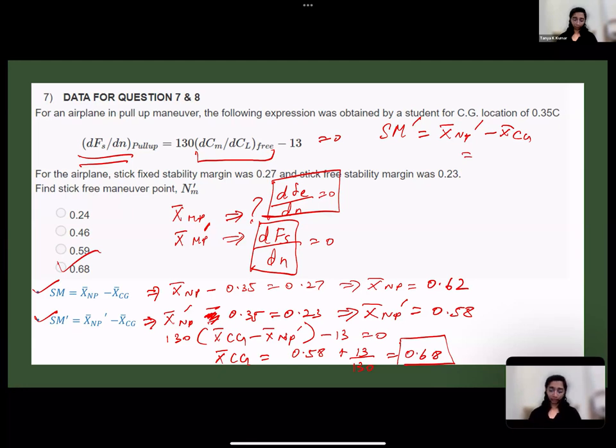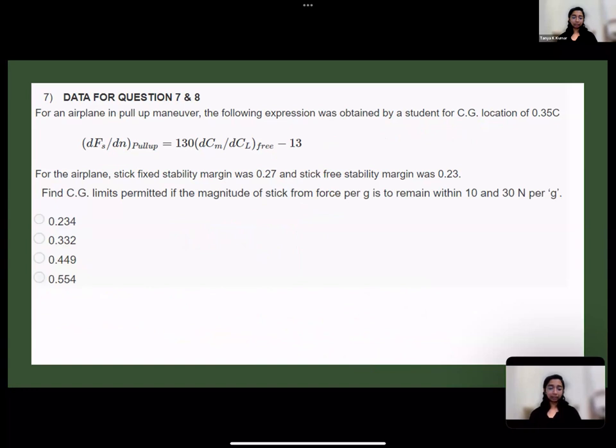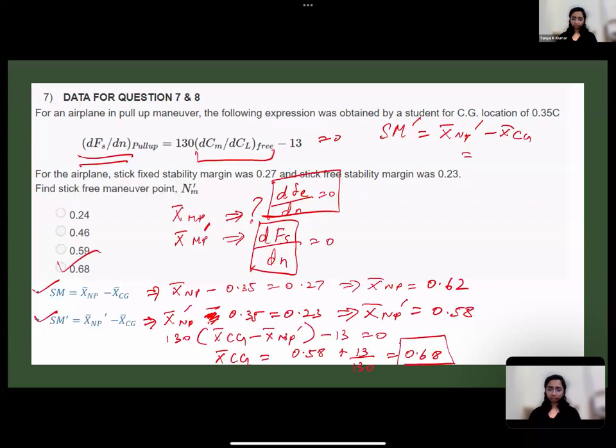Okay, I'm just going to proceed. Next question with the same data. Find the CG limits permitted if the magnitude of stick force per g is to remain within 10 and 30. So they haven't told you if this 10 is positive or negative, right? You can either push or pull. Push is positive. Is the Fs positive or negative? Positive or negative? This question?